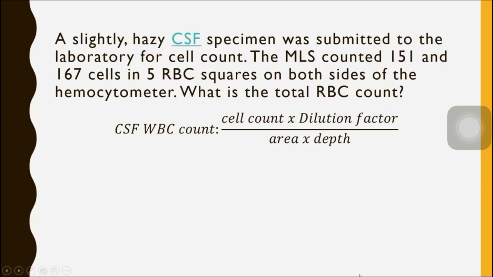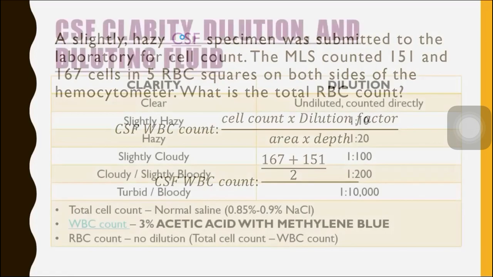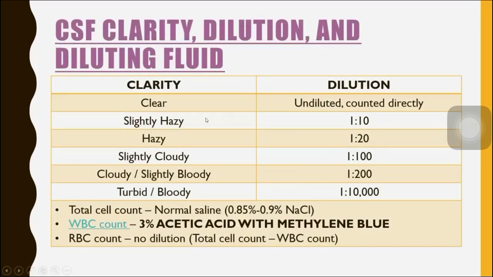Paano natin, anong gagawin natin kung dalawa yung given na cell counts? Again, average lang natin yan. So add and then divide by 2. So how about the dilution factor? Dilution factor depends on the clarity of the specimen. So slightly hazy specimen, ibig sabihin, ano yung dilution yan? If you try to recall, ang dilution natin for slightly hazy is 1:10 dilution.